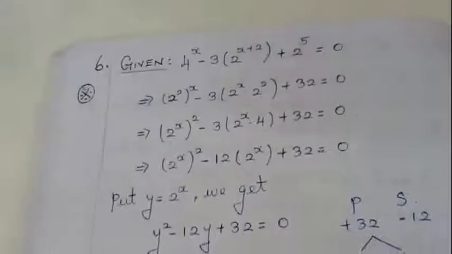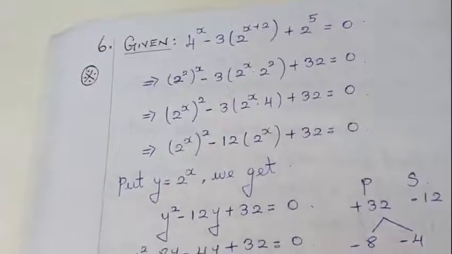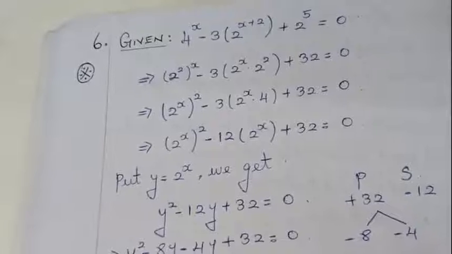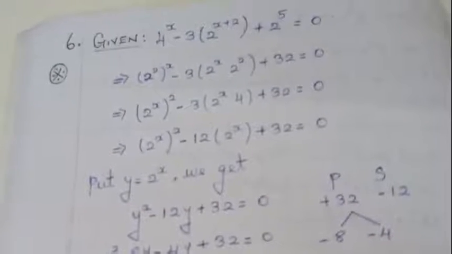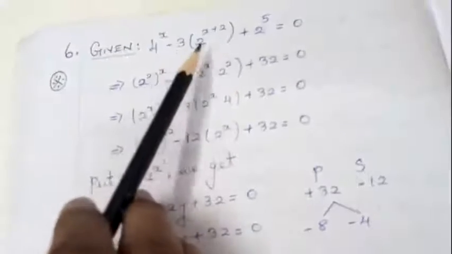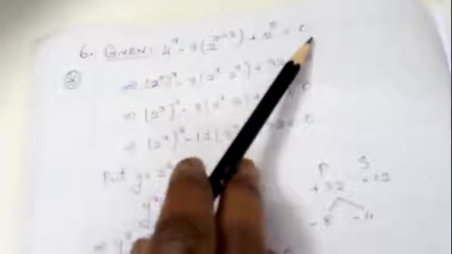Exercise 3.5, sixth sum. We are going to do it now, students. What I am going to do now is, just see here. The question they have asked in your book is, find all real numbers satisfying 4 to the power x minus 3 into 2 to the power x plus 2 plus 2 to the power 5 equal to 0. I will tell you step by step.